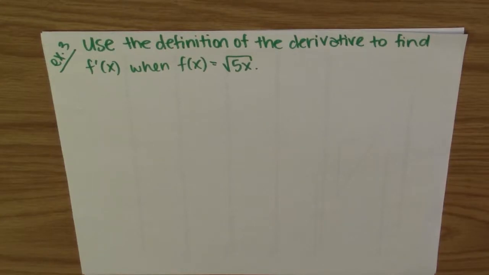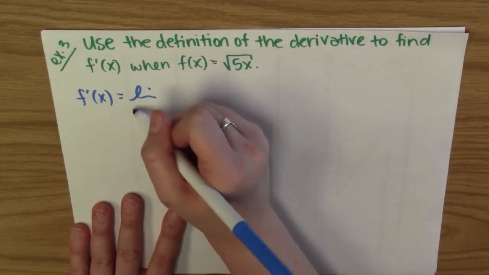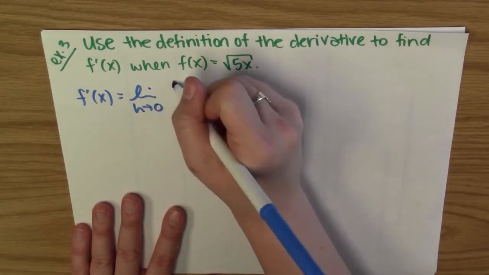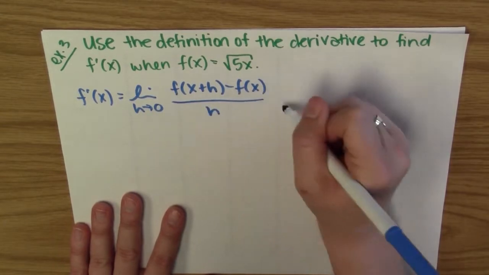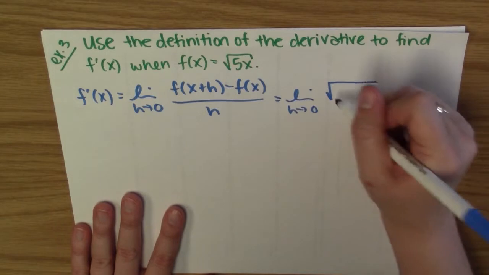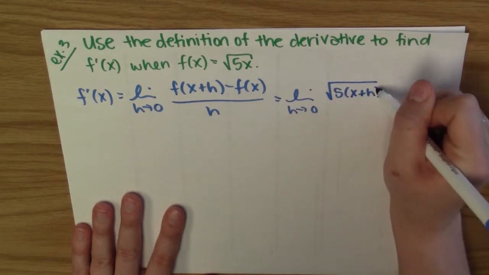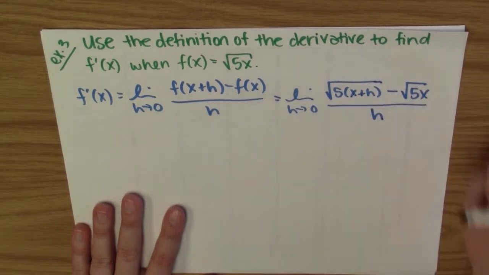Here's our third example. We want to use the definition of the derivative to find f prime of x when the function is given by the square root of 5x. So, like the last time, the definition of the derivative says that f prime of x is equal to the limit as h approaches 0 of f of x plus h minus f of x all over h. So in this case, I have the limit as h approaches 0, the square root of 5 times x plus h minus the square root of 5x all over h.